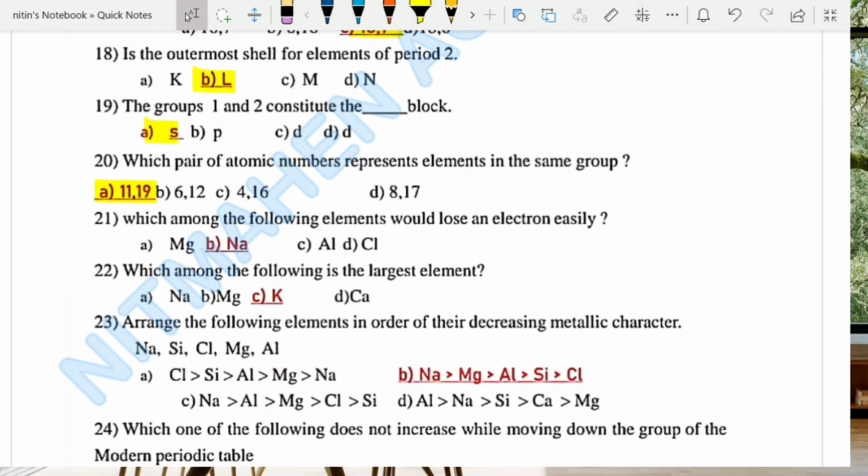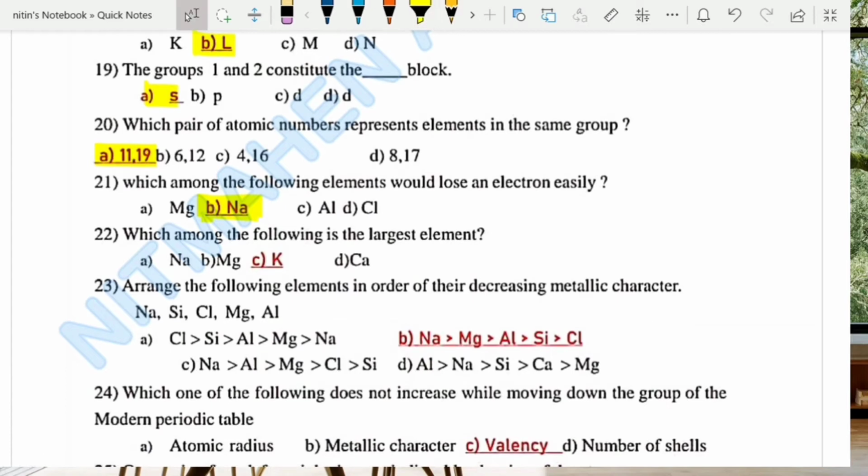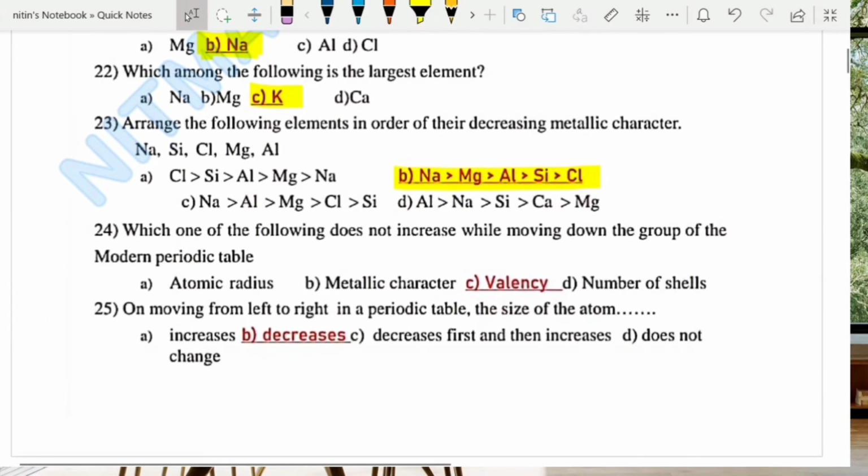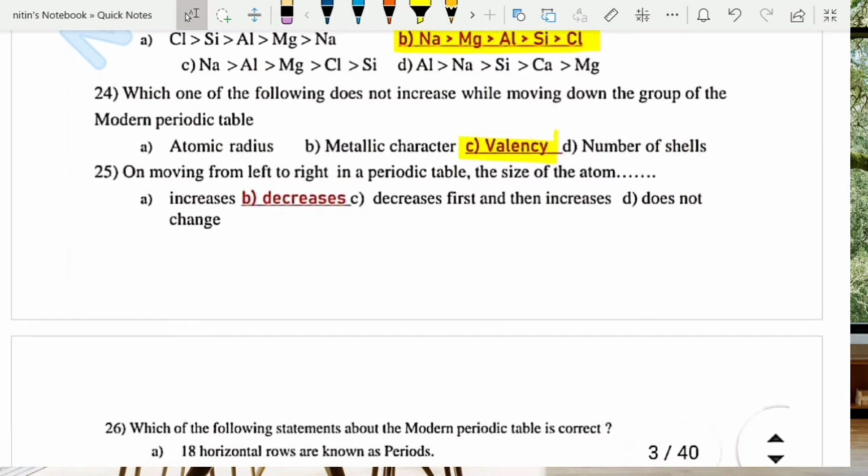Which among the following elements would lose an electron easily? Sodium. Next, which among the following is the largest element? Potassium, K. Arrange the following elements in order of their decreasing metallic character: sodium, magnesium, aluminum, silicon, chlorine. So option B is right. Which of the following does not increase while moving down the group of the modern periodic table? Valency. Next, on moving from left to right in a periodic table, the size of the atoms is decreasing.